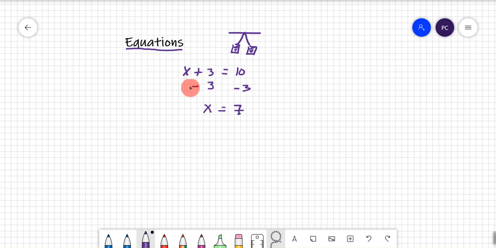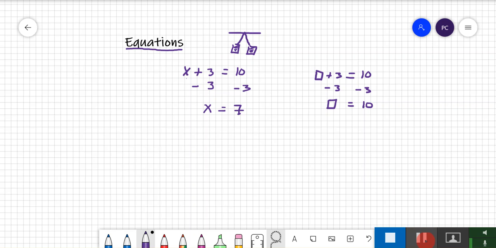So this is what we mean by an equation. Now again, I don't have to use the letter x. I can use any symbol. For example, I could put in box plus 3 is equal to 10. And again, I can go through the same process and find out that box is equal to 7. It does not matter what the symbol is. This is just like a placeholder. Any type of symbol could be put in there.